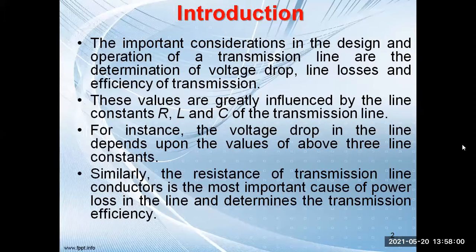So the important considerations in the design and operation of a transmission line are the determination of the voltage drop, line losses, and efficiency of the transmission line. We have to keep in mind that line loss is very important. What is the line loss of a transmission line? Anyone? Line loss means the voltage drop across the transmission line conductor? No, line loss. It is the loss. Voltage drop is I square R loss, sir. I square R loss. That is the ohmic loss.